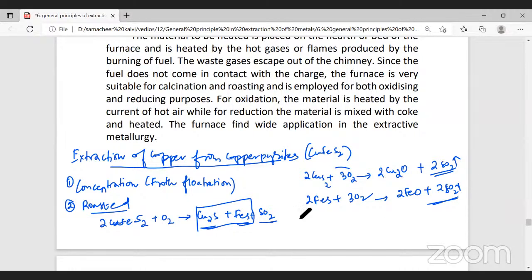So this is the first step in the extraction of copper from copper pyrite. What are the steps? The first step is concentration. It's concentrated by froth flotation. It is roasted so that copper pyrites gets converted to copper sulfide and iron sulfide. These sulfides of copper and iron are taken in the blast furnace and heated in the presence of oxygen or air. So copper sulfide gets converted to copper oxide. Ferrous sulfide gets converted to ferrous oxide.